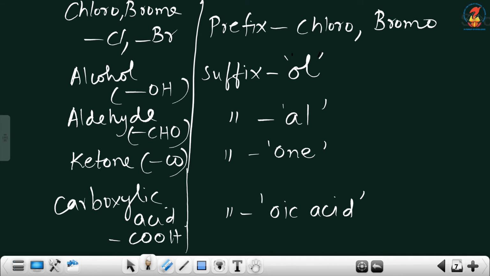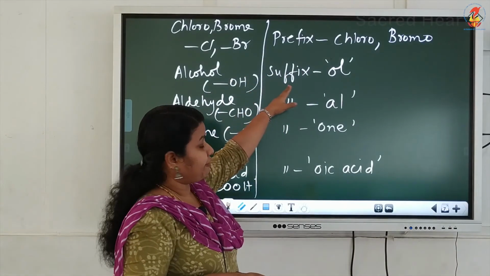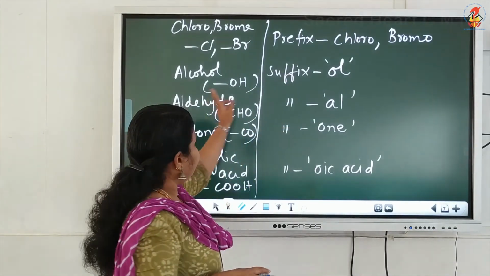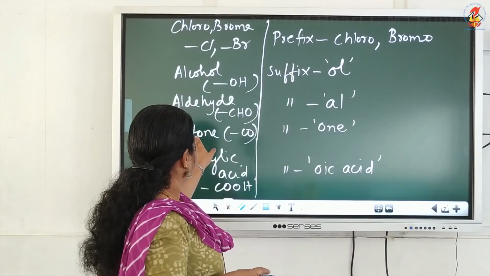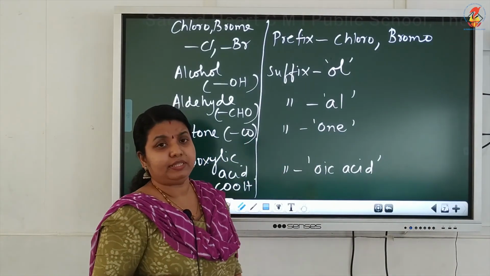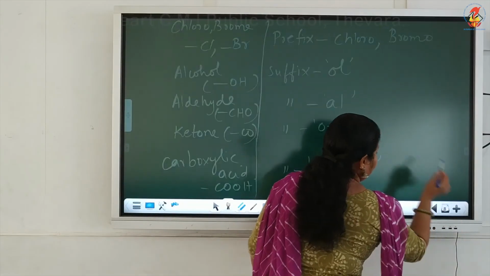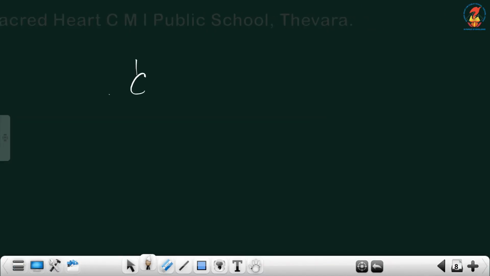So for chlorine and bromine it is the prefix chloro or bromo. Alcohol, suffix OL. Aldehyde, suffix AL. Ketone, suffix ONE. And carboxylic acid, suffix oic acid. Okay. Now let us do one example. Then you will understand it better.